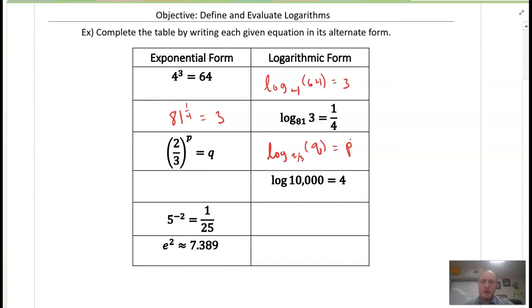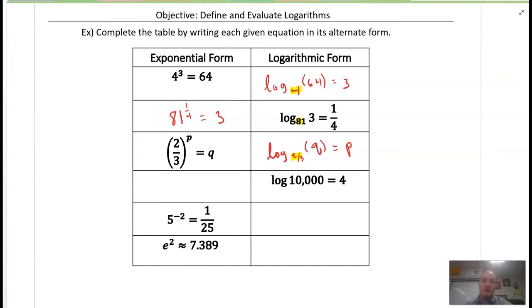An important thing to remember, make sure that these logarithm values here, these are subscripts. So they're kind of like smaller than the rest of your writing, okay? So make sure you don't write it like super big.